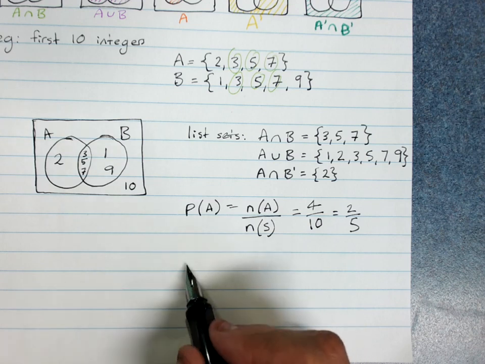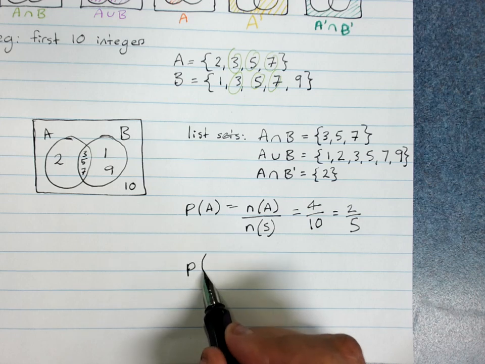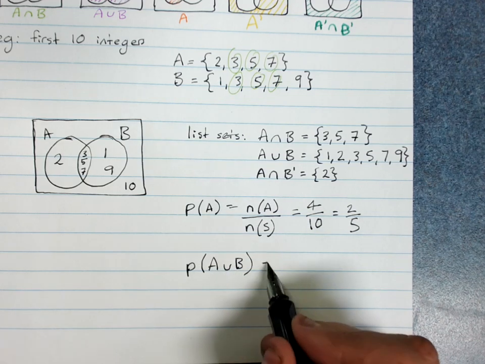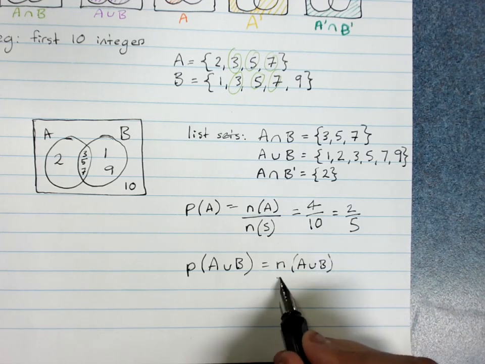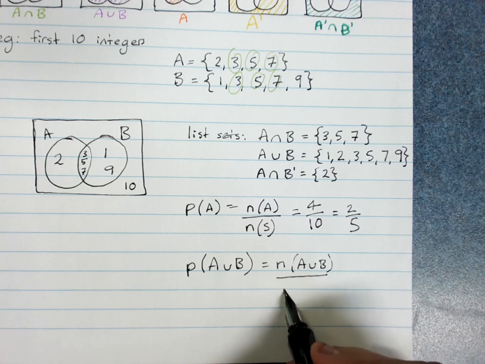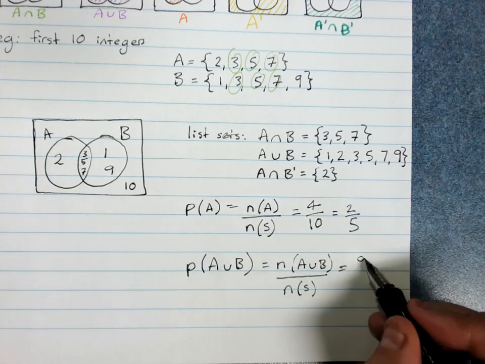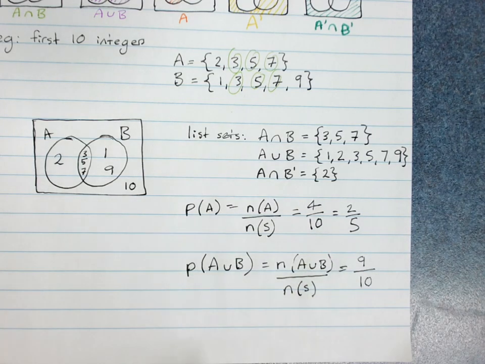If I asked for the probability that a randomly chosen number was in A or B, that would be the number in A or B divided by the number in the sample space. There's 9 elements in A or B, the union. There's 10 elements in the sample space.